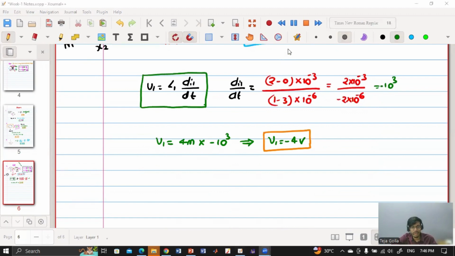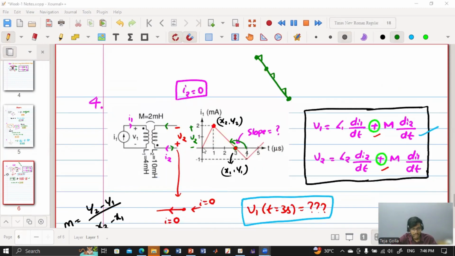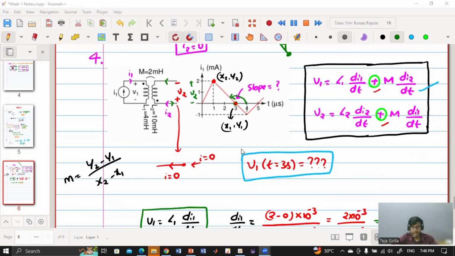Yes. Sir, if the slope is started from 0 in the x-axis, then should we consider 0 to 3? Yes. So if they asked the slope at this point, then you have to consider this line. Similarly, if they have asked at this point, then you have to consider this line. So you have to be sure at what time they have asked the voltage.